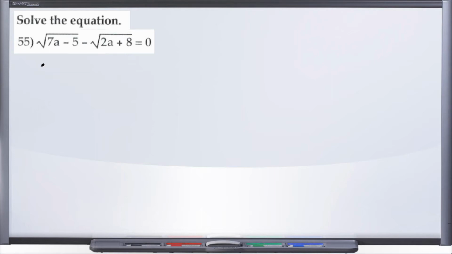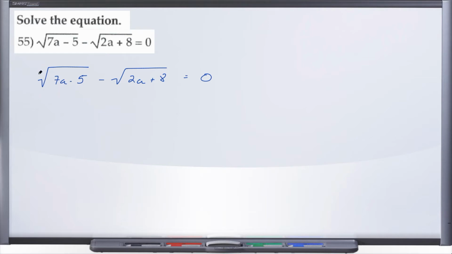With 55, we are still solving the equation, and they've given us radical 7a minus 5 minus radical 2a plus 8 equals 0. Well, when we are asked to solve the equation, they are really asking us to solve for a. What is the value of a that would make this original equation true? And since a is under the radical, we want to start by thinking, how can we get that a outside of the radical, eliminate that radical sign?